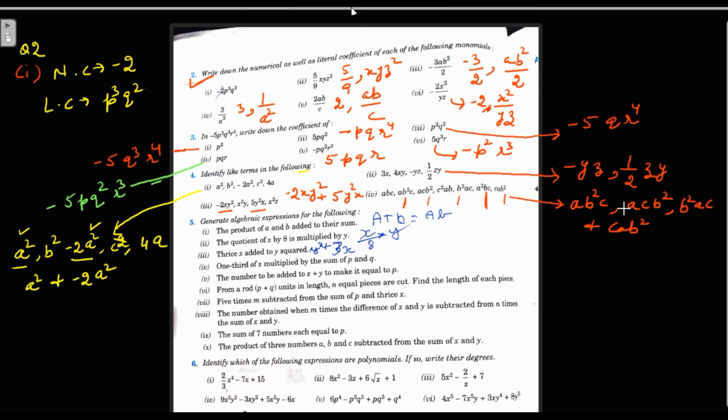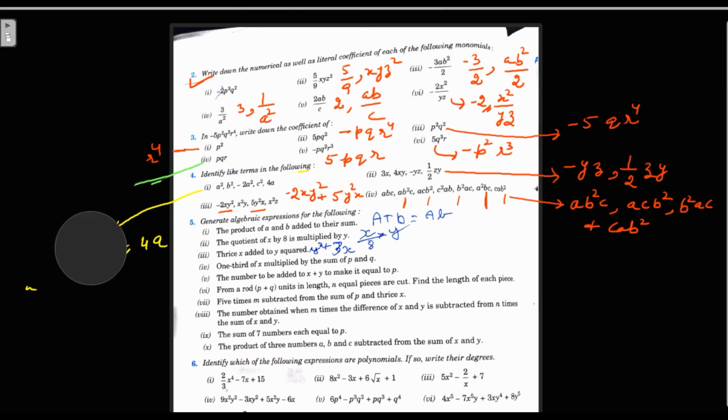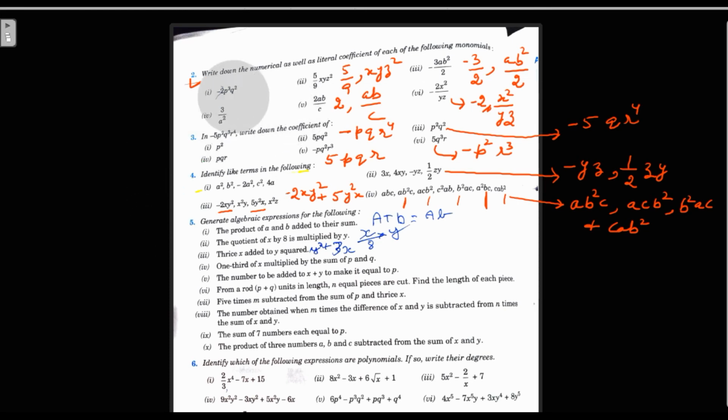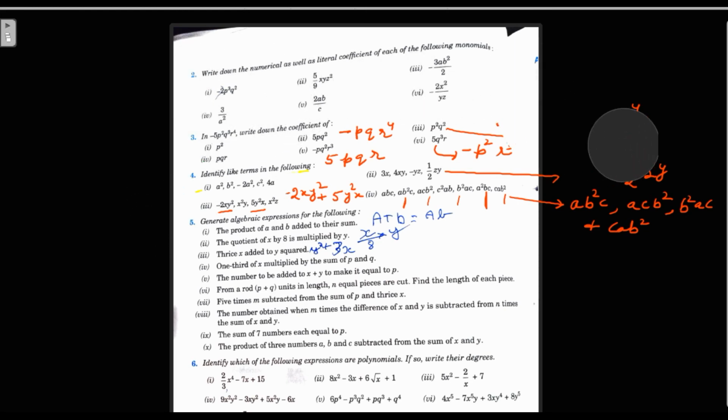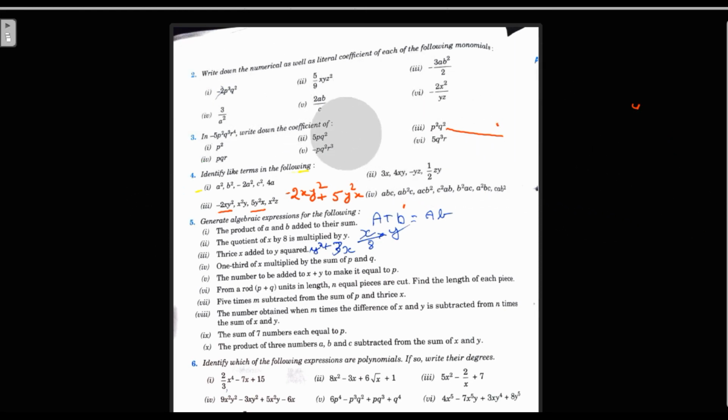Now we will move on to the 5th. For that I have to rub all this, so I am going to rub them so that we can make a space.